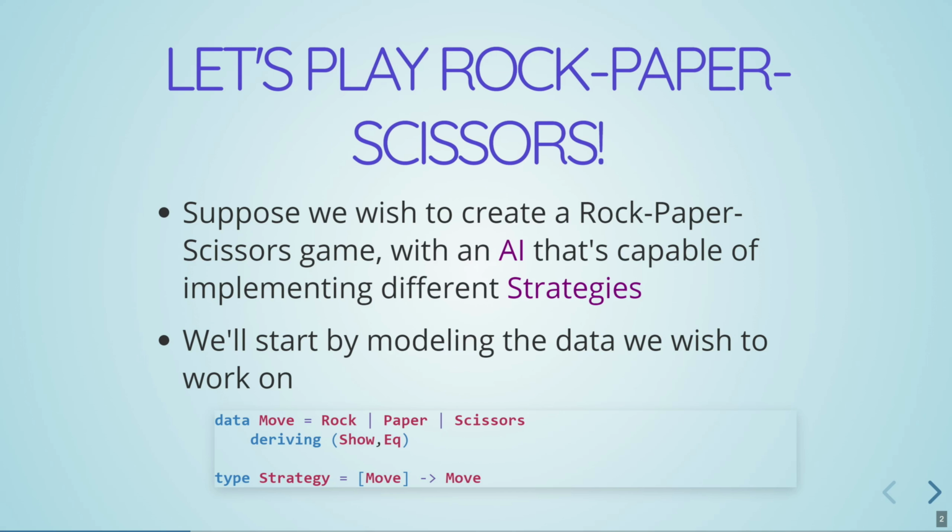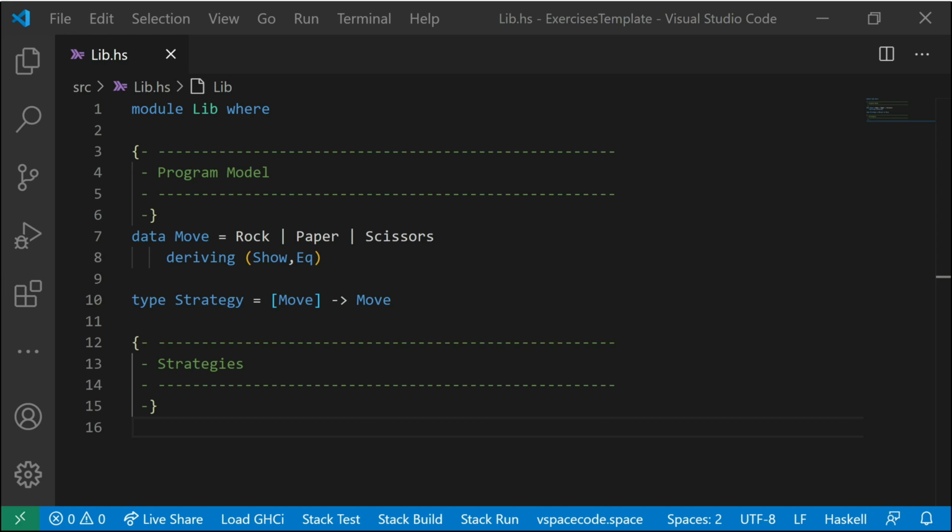And then we're going to have these functions that implement different strategies, which basically means given a list of moves so far, you have to come up with your next move. So this is what the AI is going to use to come up with a new move. So let's just start coding this up. We have our program model, and let's create some strategies.